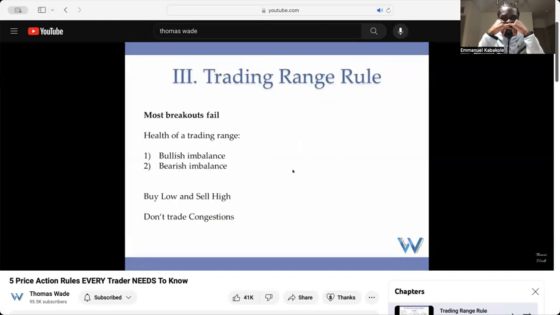This one is a big one, the trading range rule. The most important thing to understand about trading range rule is that most breakouts of trading ranges will fail. But we see it all on the internet. Beginner traders are trading breakouts. Majority of traders are trying to trade breakouts and they keep losing money because most breakouts of trading ranges will fail, at least temporarily. There can be a pullback and the breakout may succeed eventually.